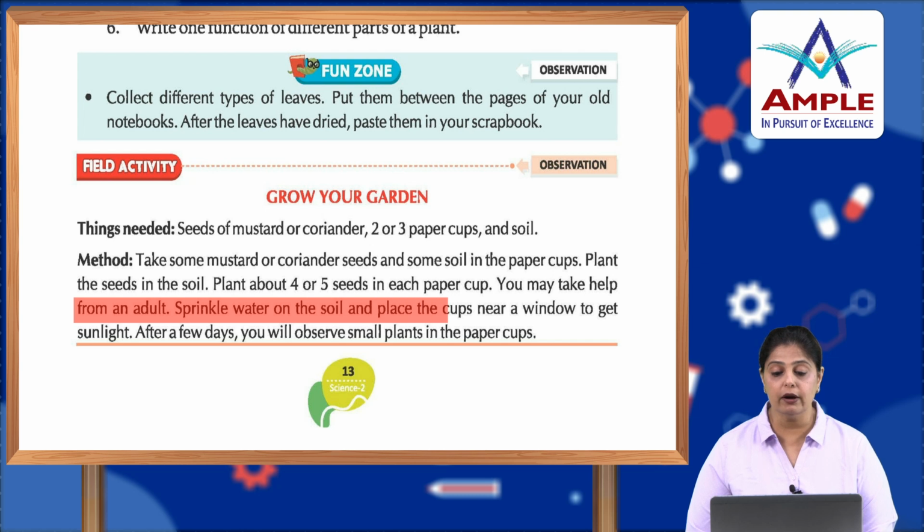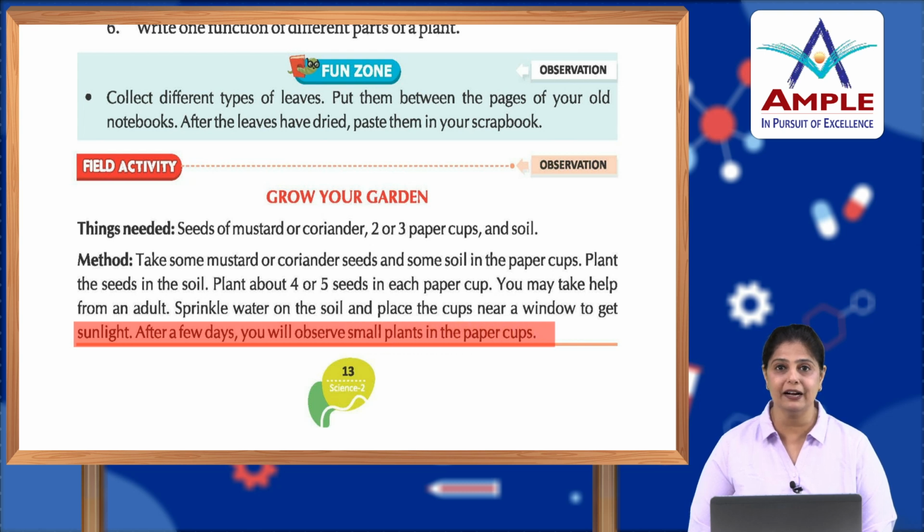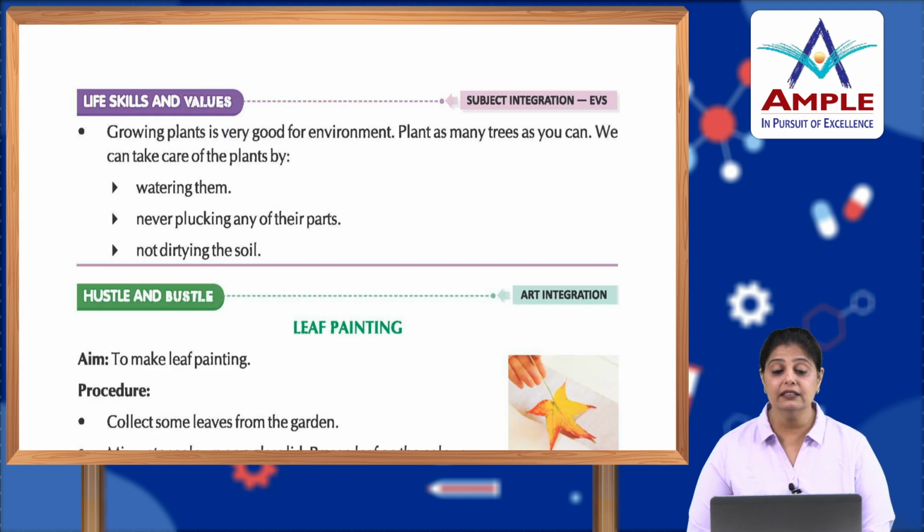Sprinkle water on the soil and place the cups near a window to get sunlight. After a few days, you will observe small plants in the paper cups. So try doing this experiment, children. You will see that how the seeds germinate and grow into a plant.